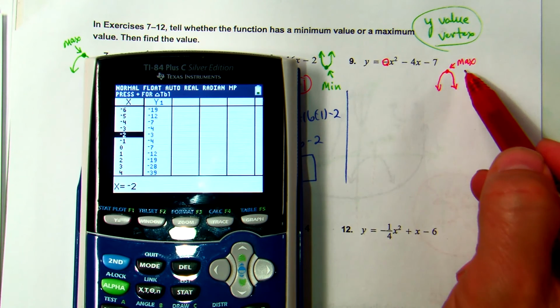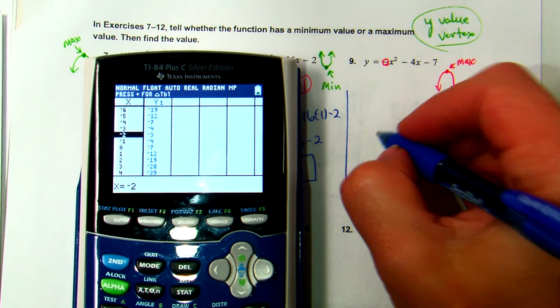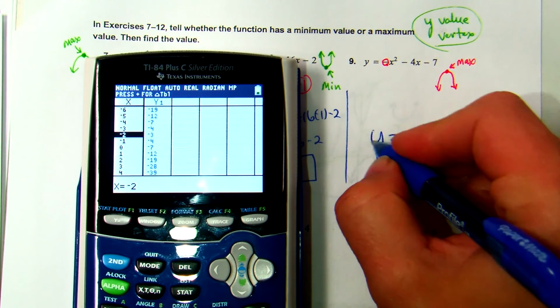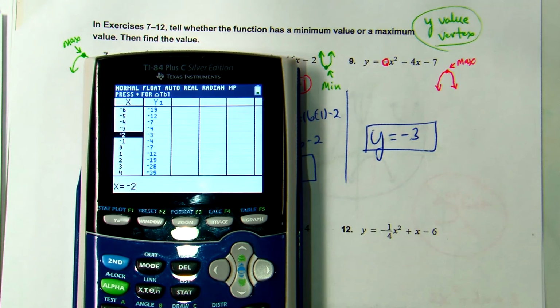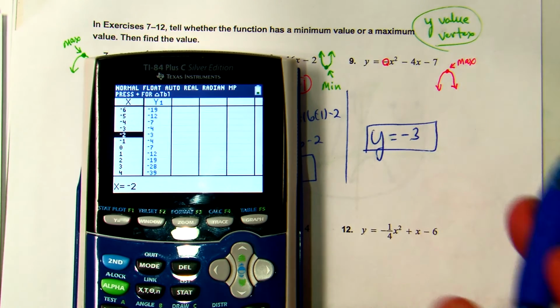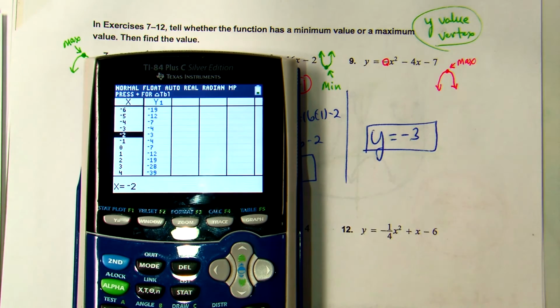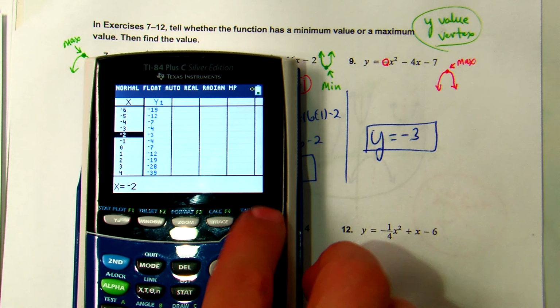We're looking for a max. So y equals negative 3 is my vertex and is the maximum value. Now, obviously, I can do all the work to show this. I just wanted you to see that in your calculator, you can also discover what this is. You can look at, too, the graph.